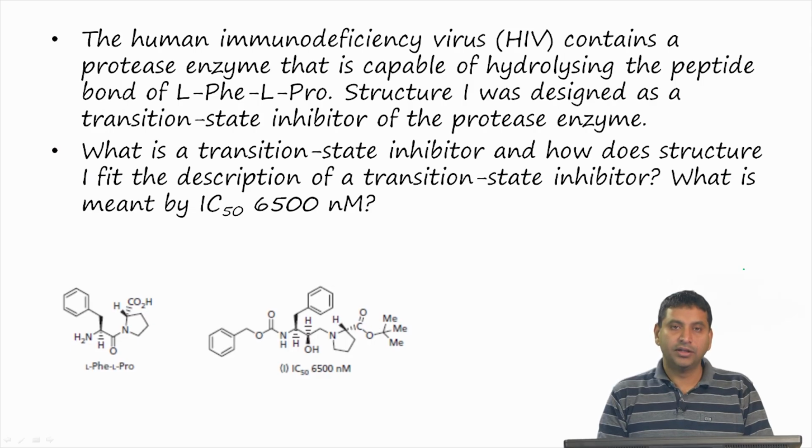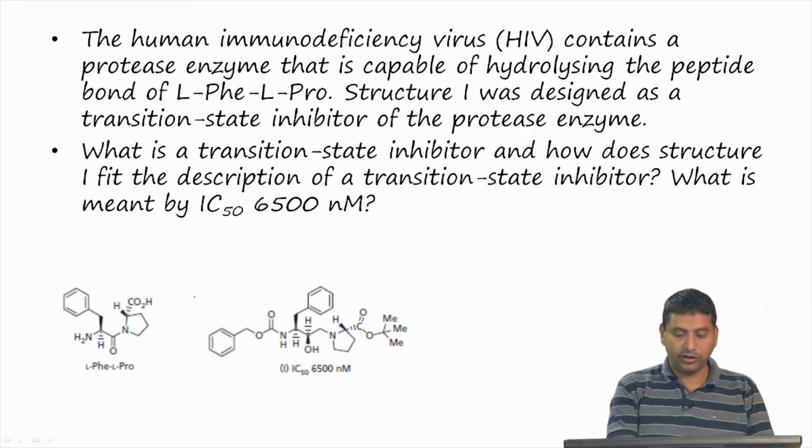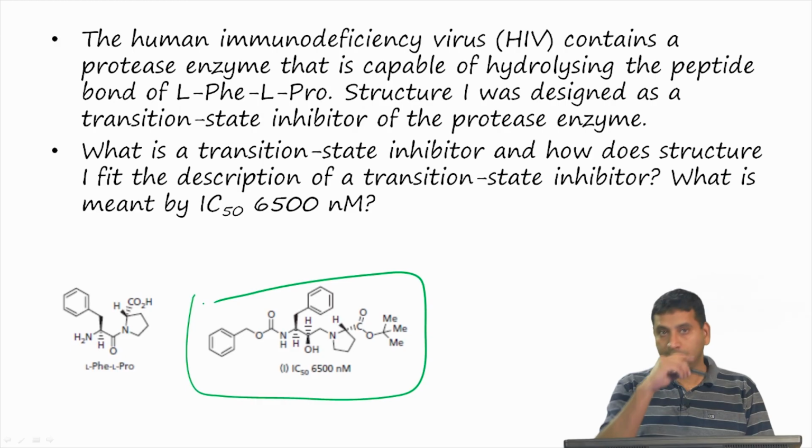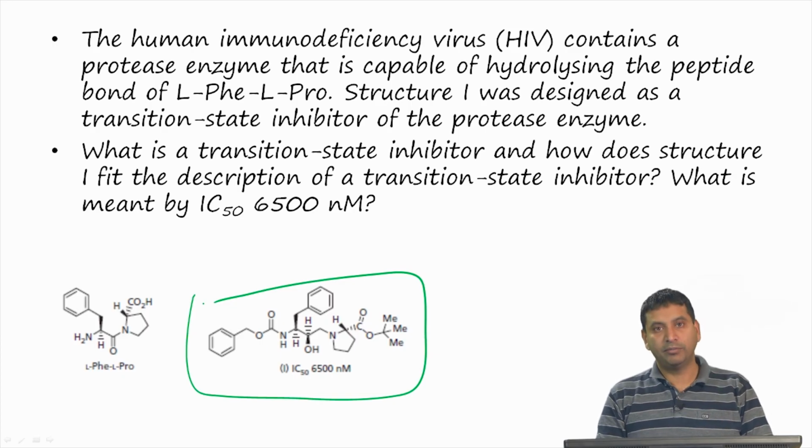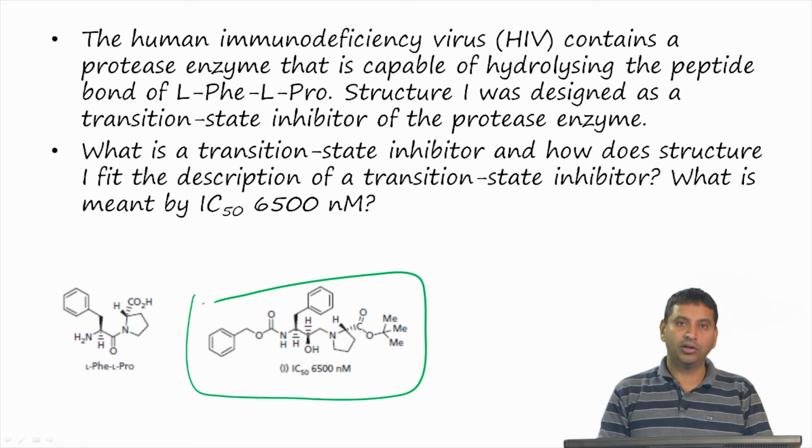The next question, the human immunodeficiency virus, which is HIV, contains a protease enzyme that is capable of hydrolyzing the peptide L-phenylalanine L-proline. The structure 1, which is shown here, was designed as a transition state inhibitor of this protease enzyme. What is a transition state inhibitor and how does structure 1 fit the description of a transition state inhibitor, and what is meant by 6500 nanomolar IC50?